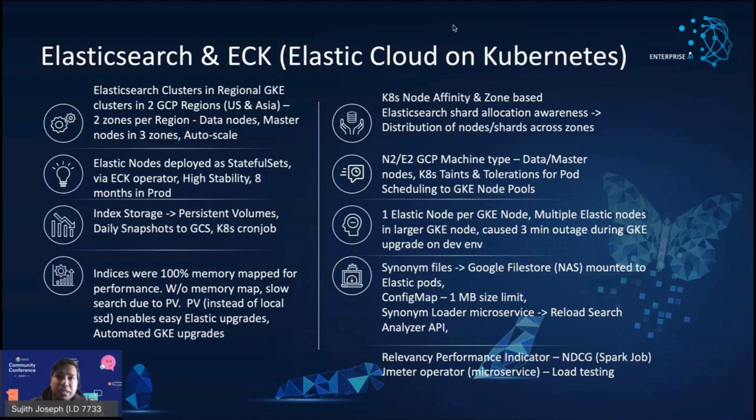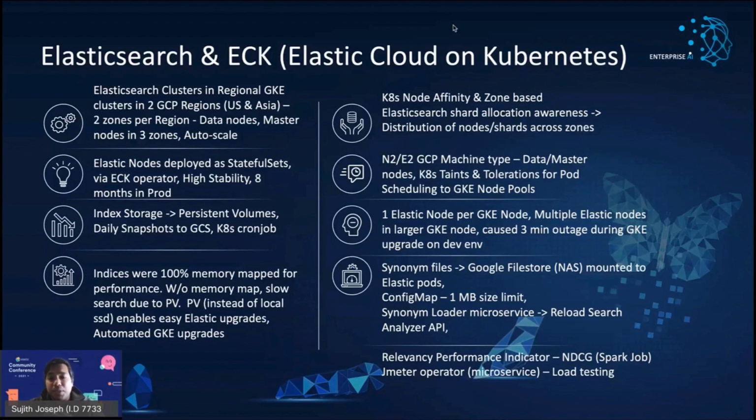So to ensure that a search is performing fast, we have to ensure that all the indices are in fact memory mapped. We use Kubernetes node affinity and zone-based Elasticsearch shard allocation awareness to ensure a proper distribution of these nodes across the zones, as well as the shards across these Elasticsearch nodes.